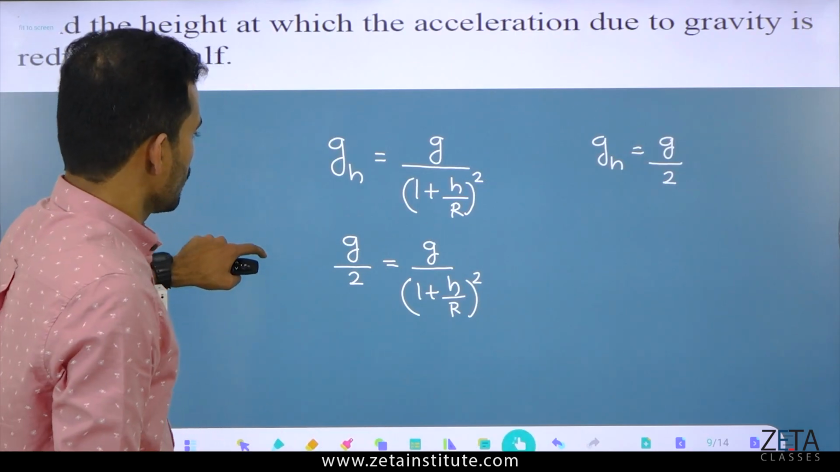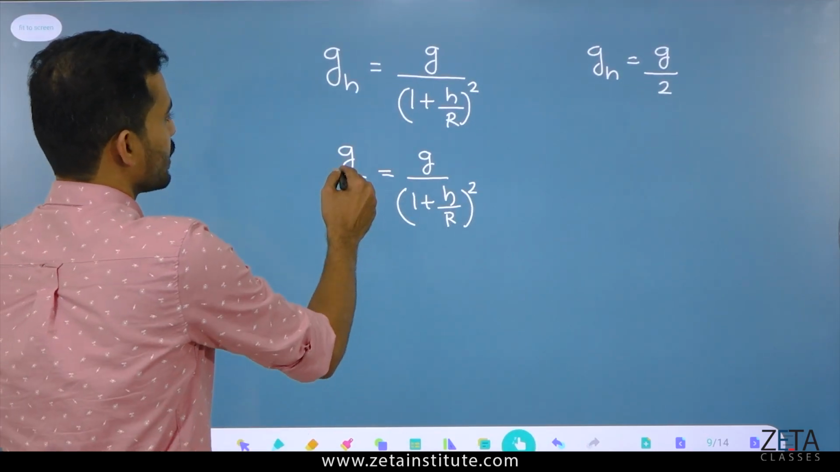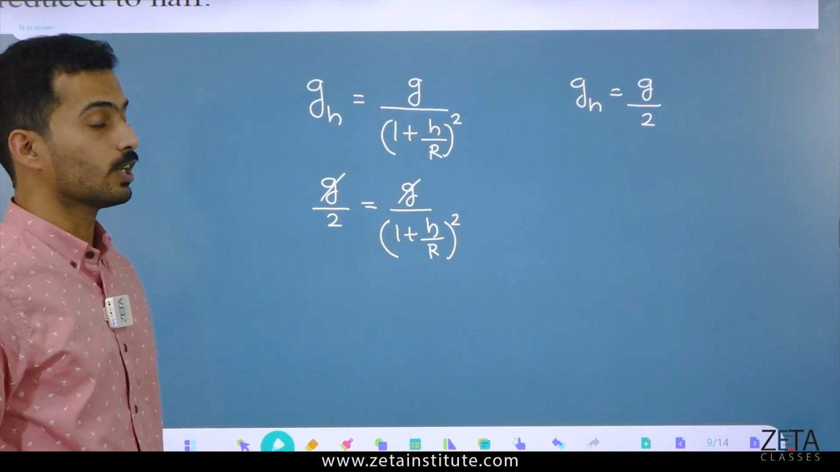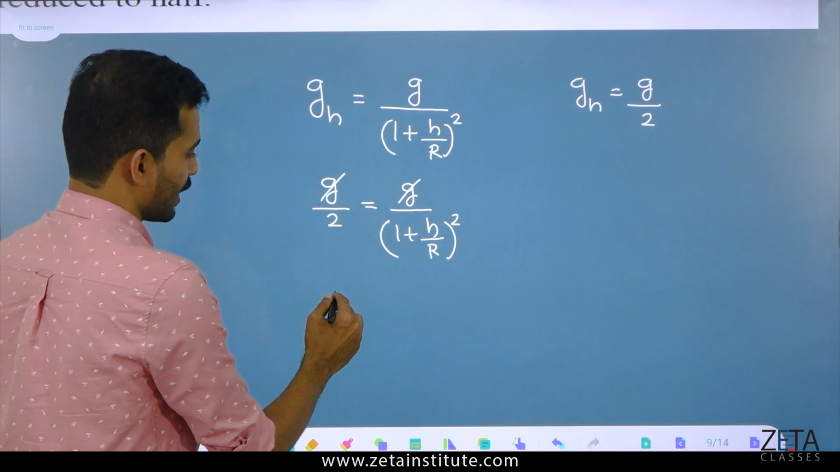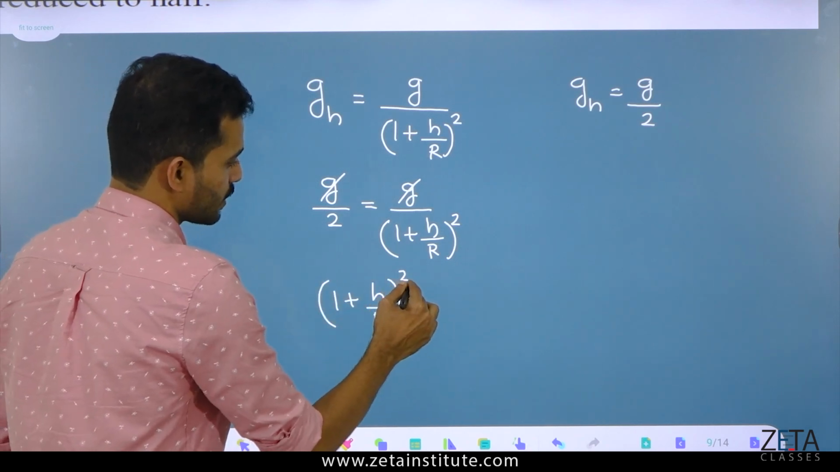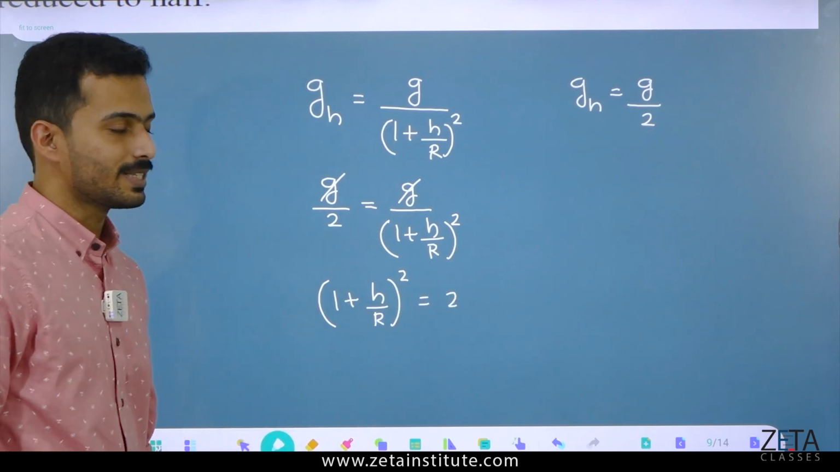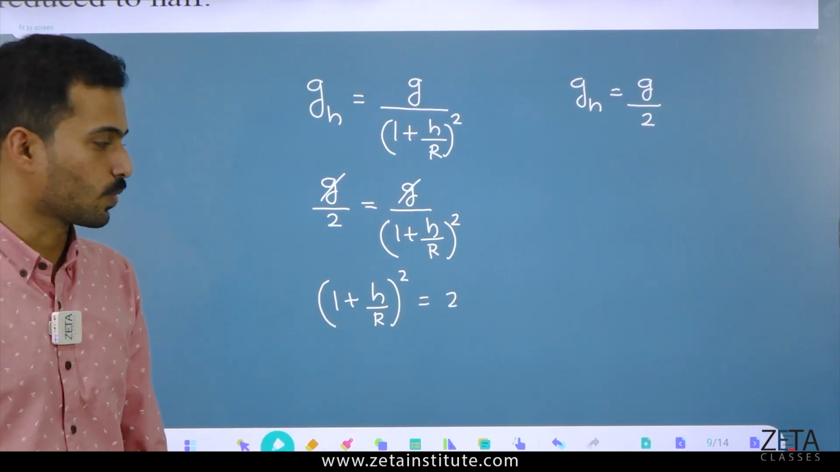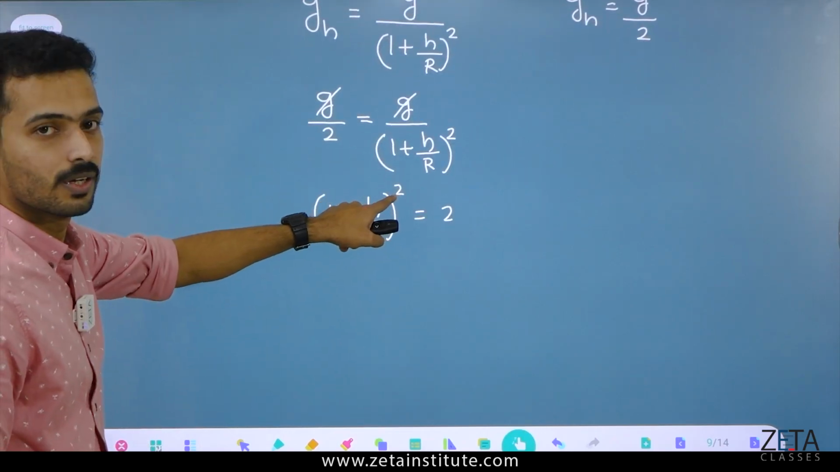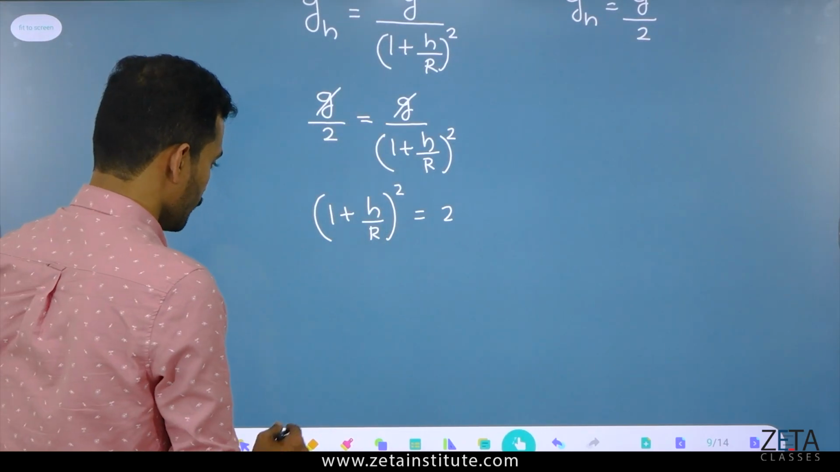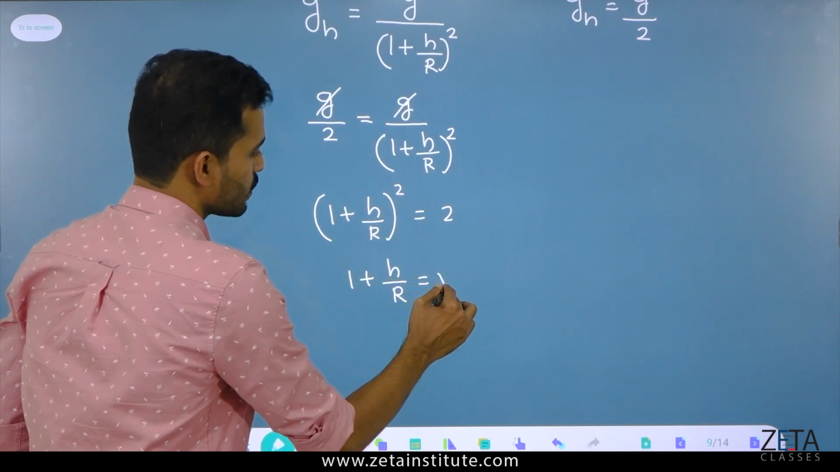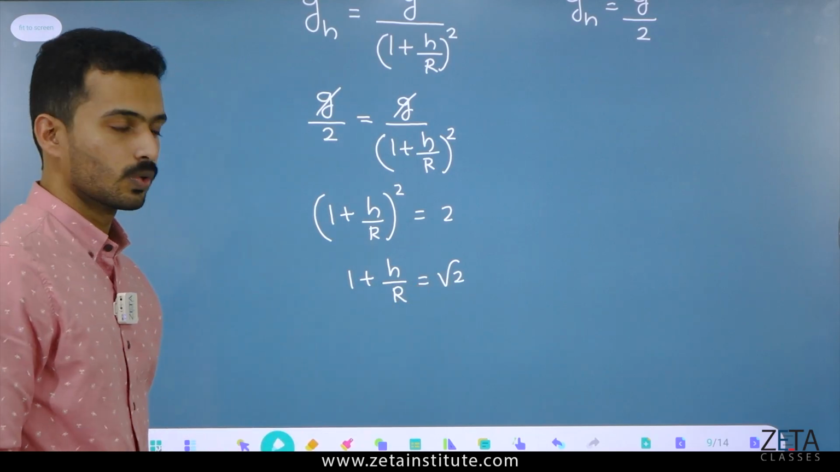So we can cancel this g and g. That is 1 by 2 is equal to 1 divided by (1 plus h by r) squared, or we can write (1 plus h by r) squared is equal to 2. Here it is squared, so to the right side it will become root 2. So we can write 1 plus h by r is equal to root 2.